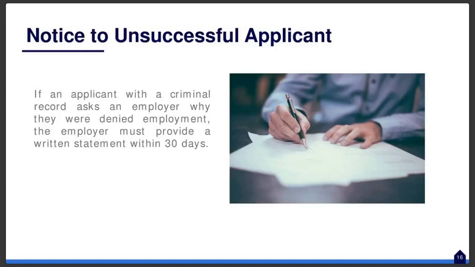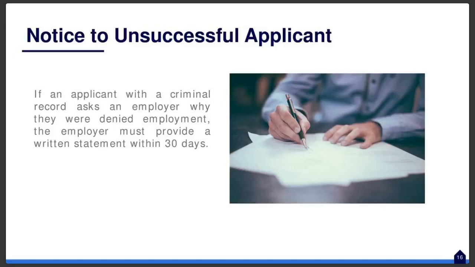But the corrections law in New York does also say if the applicant asks why they were denied employment, then you have to provide them a written statement of the reasons within 30 days. That's kind of vague in the sense it doesn't say how specific you have to be. Can you just say, well, we didn't like what we saw in your criminal history? There's not a lot of guidance on that, but just know that, if there is a request, you have to do something at least to satisfy that obligation.